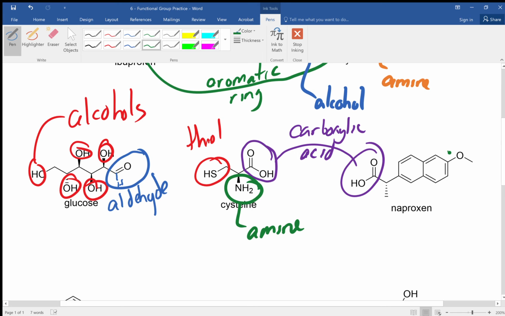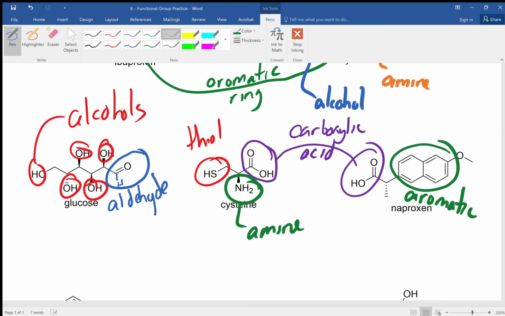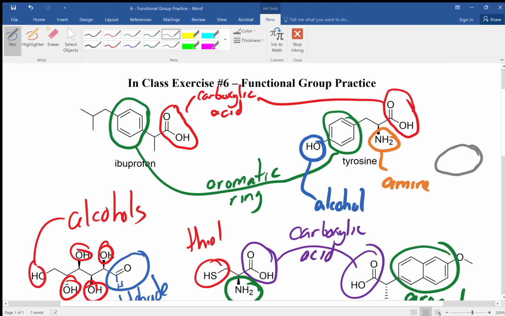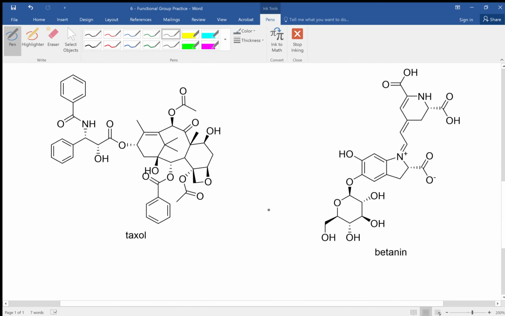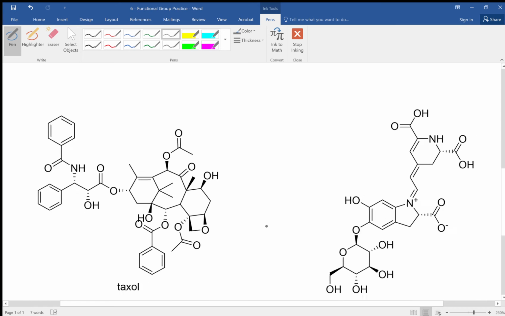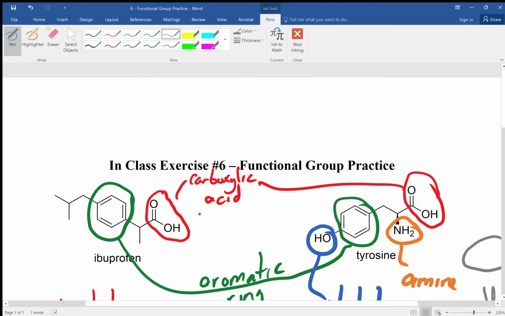Whereas naproxen has an aromatic ring. And up at the top here it has a carbon bonded to an oxygen bonded to a carbon for an ether. Now let's get to our two complicated molecules.